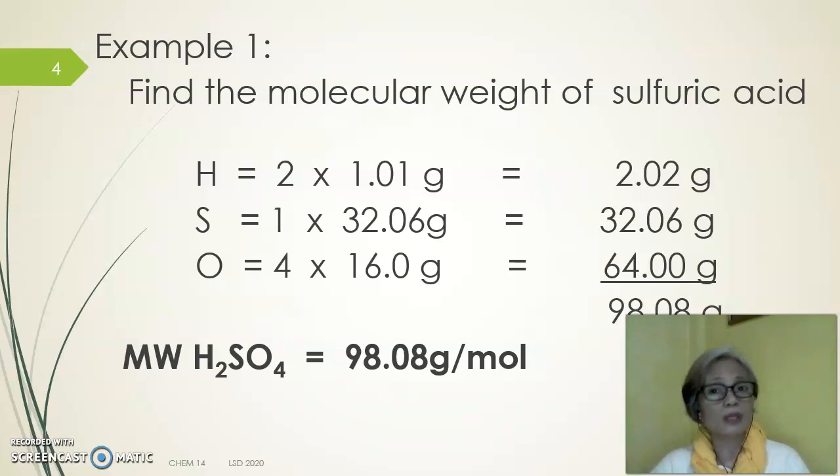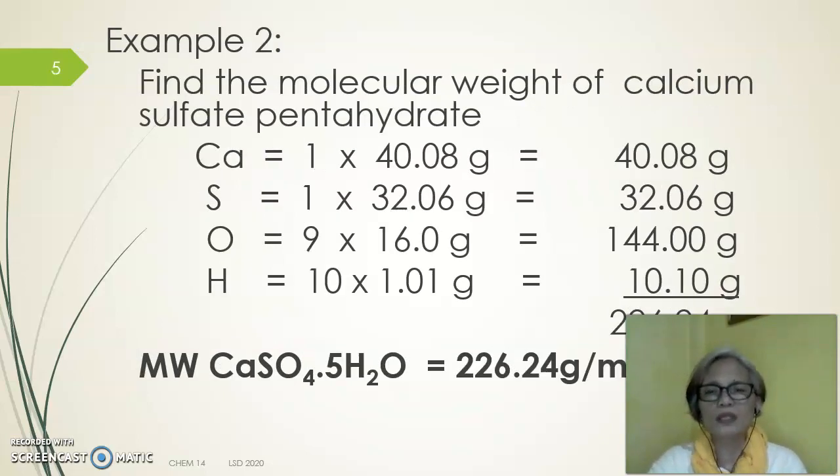So remember, it's the sum of the masses of each individual atom. So the molecular weight of sulfuric acid is 98.08 grams per mole, so 1 mole of sulfuric acid is 98.08 grams. Another example is if you're asked to find the molecular weight of calcium sulfate pentahydrate.